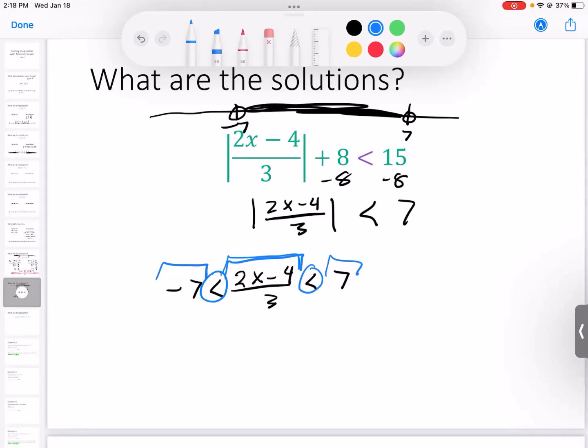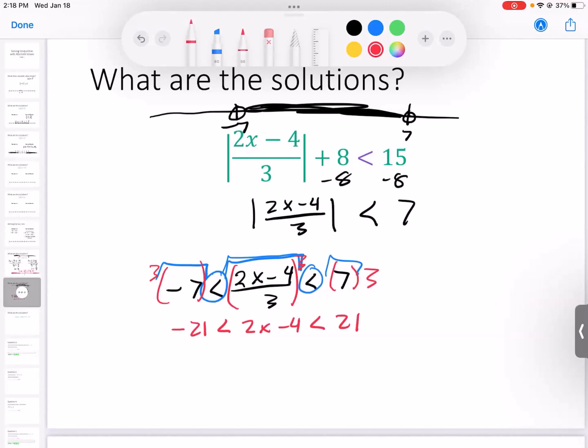So now to find out what x is, we just need to multiply by 3 to get rid of the fraction, add 4, and then divide by 2. When I multiply by 3, I need to remember to multiply all the parts of my inequality by 3. We're always like, multiply both sides by 3, but in this case you have 3 sides because you have 3 different expressions. So we get -21 is less than 2x minus 4 is less than 21, because when we did 3 times this fraction, the denominator canceled out.